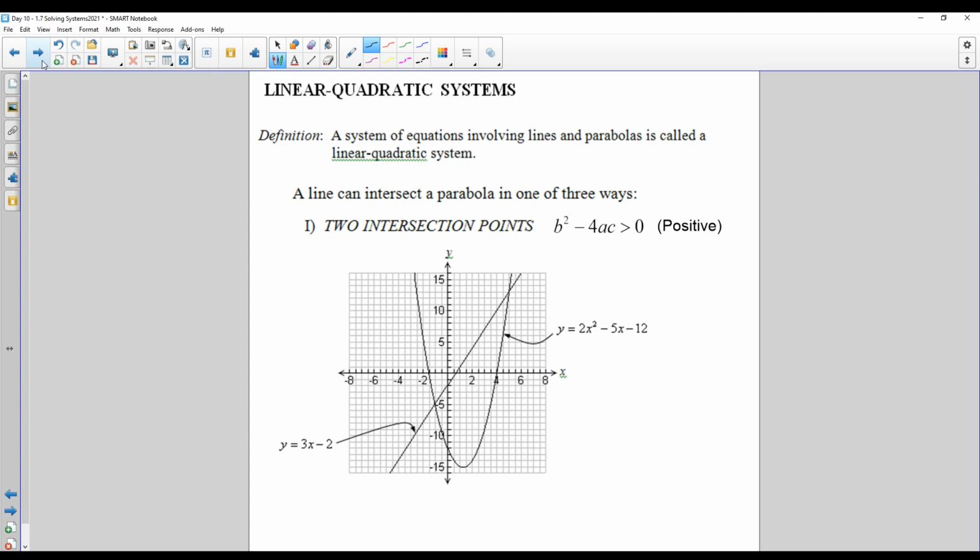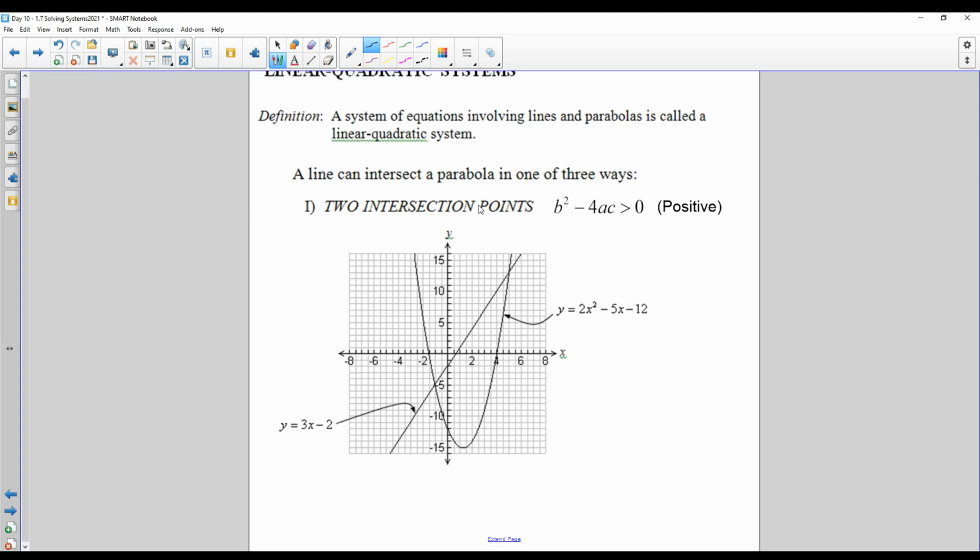Well, there are three possibilities that can come out of that. A system of equations involving lines and curves is called a linear quadratic system. A line can intersect in one of three ways. There could be two intersection points. Here's an example. I give you two equations: 2x squared minus 5x minus 12, and 3x minus 2. They have two intersection points right there, right there. And that's because my b squared minus 4ac is greater than 0.